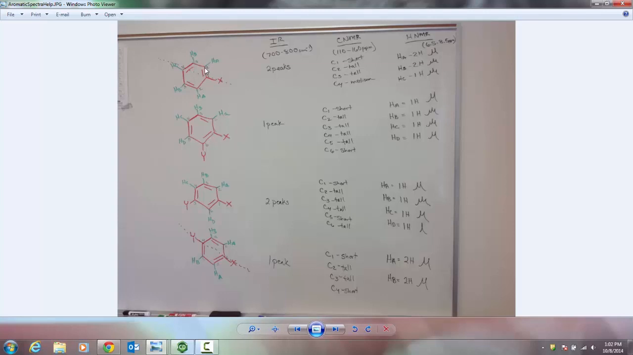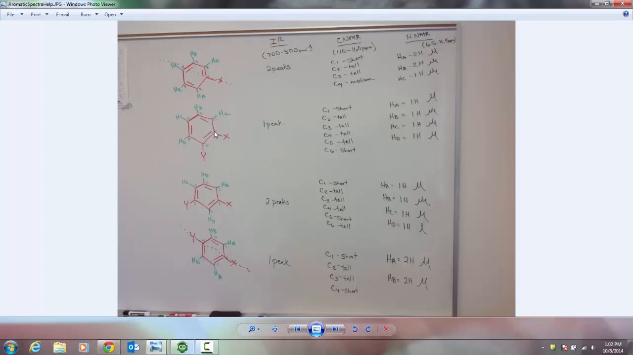Proton A, if you look at your neighbors, you only have 1 neighbor with a hydrogen buddy, so that's why it's a doublet. Proton B, if you look at your neighbors, they each have a proton, so you've got 2 proton neighbors, so it's going to be a triplet. And proton C has 2 proton neighbors on the adjacent carbon atoms, so it's also a triplet.